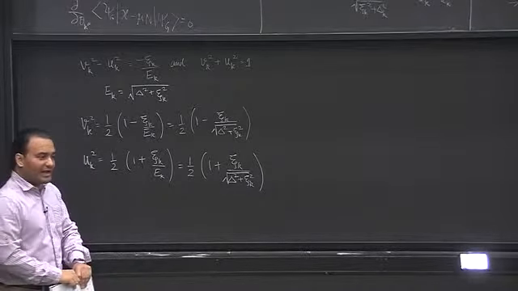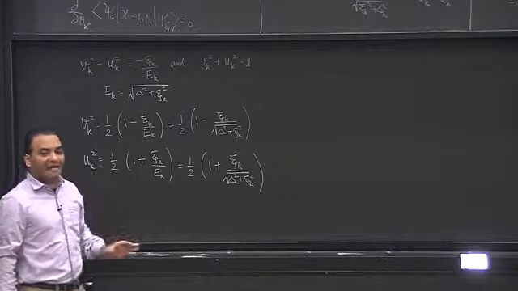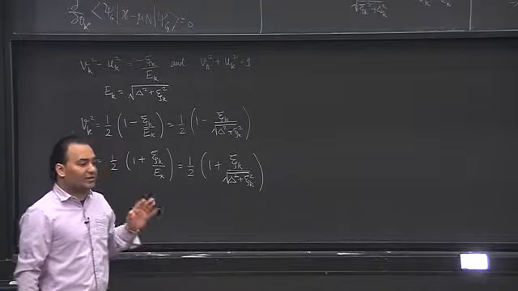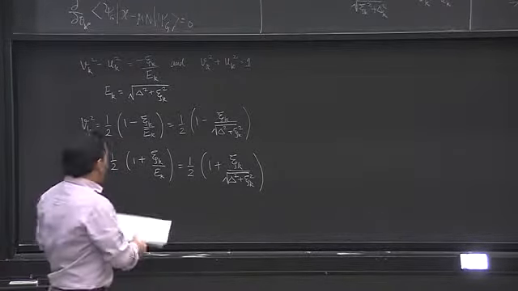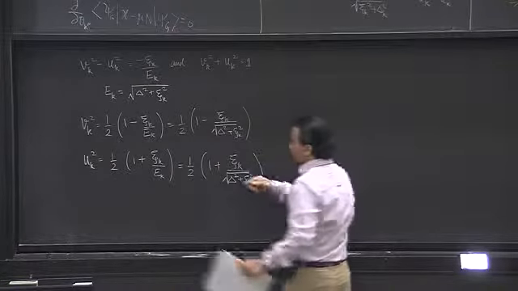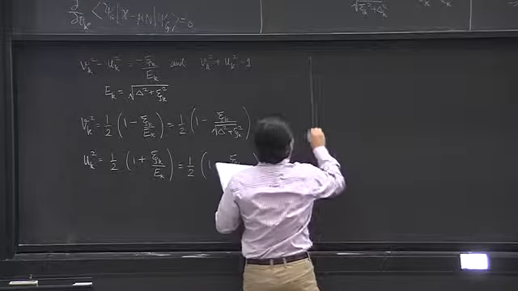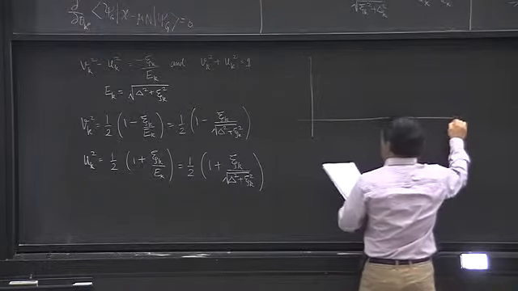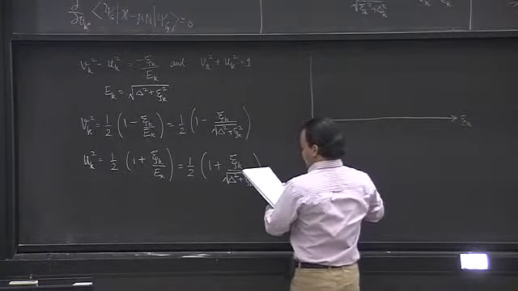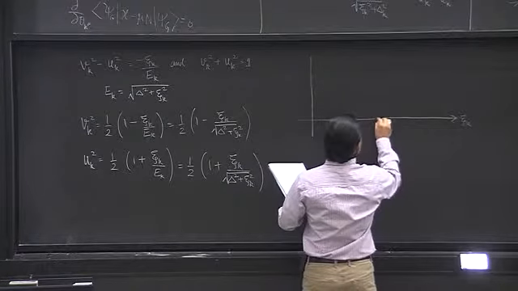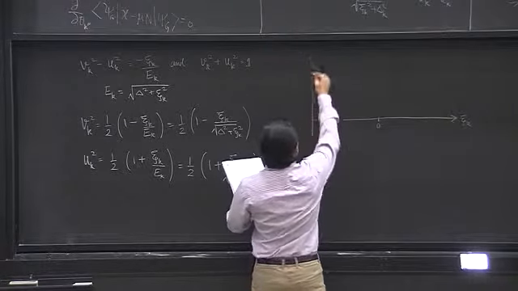So for each k, I found out what uk and vk are. Now I have a description of the ground state of the superconductor. We can also make a plot of these uk squares and vk squares. Let's make a plot as a function of chi k. Let's say this is 0, and this is really minus infinity.